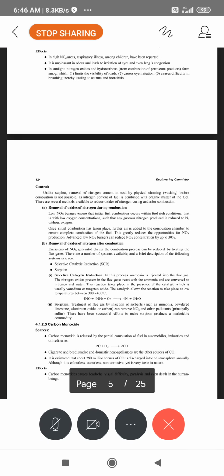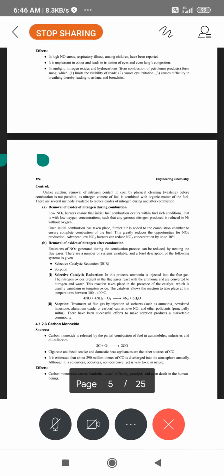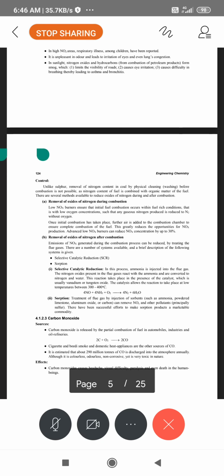So what we are doing for this is controlling and removing the nitrogen content. At the time of extraction, that is oil refineries, including oil extraction and petrochemicals, we can remove it before.